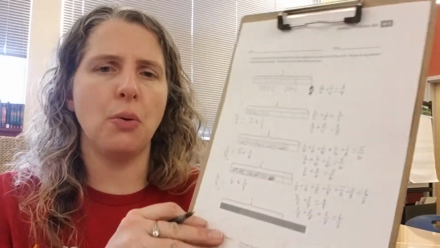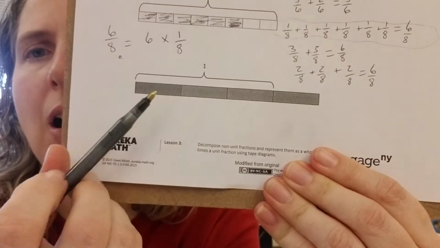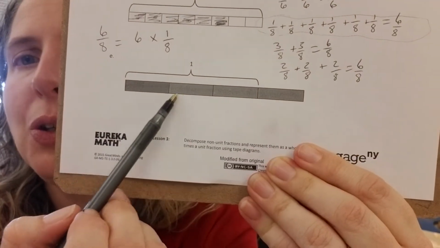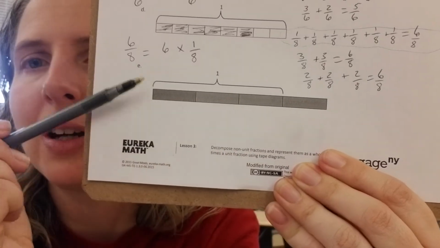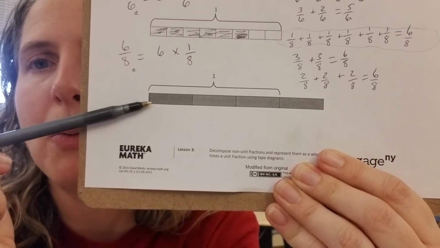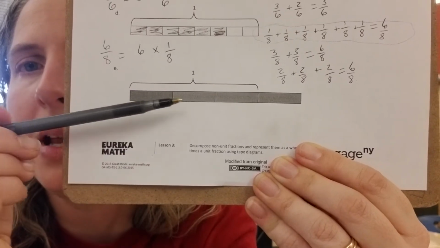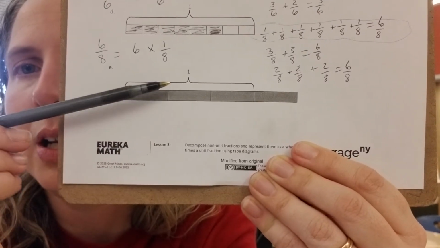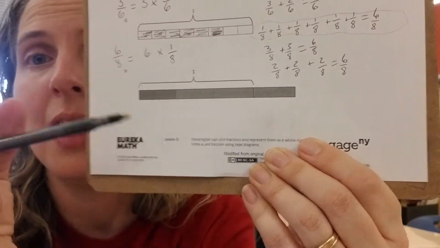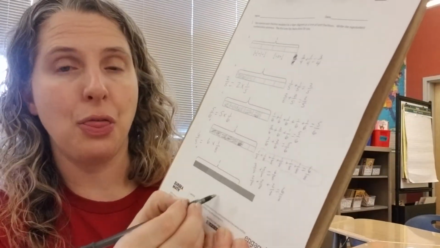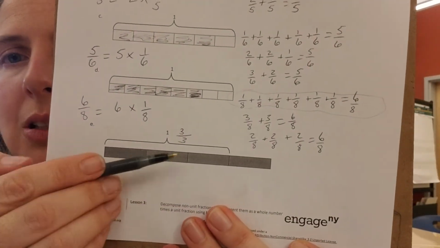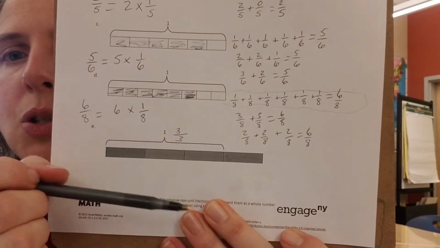All right, so let's look at letter E. They're showing you all these boxes. Well, they show you 4 boxes. However, this is a tape diagram, and what they're showing you is this right here equals 1. So how many equal 1? 1, 2, 3. They have 3 shaded out of 3 that are there. So next to 1, I want you to write 3/3. That equals 1.